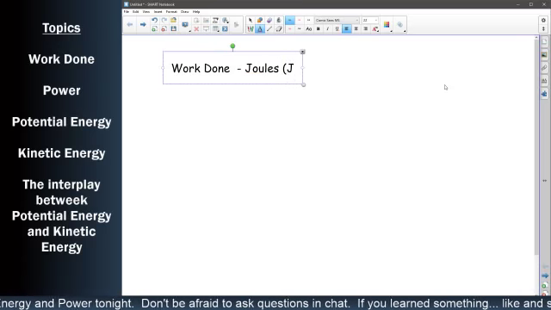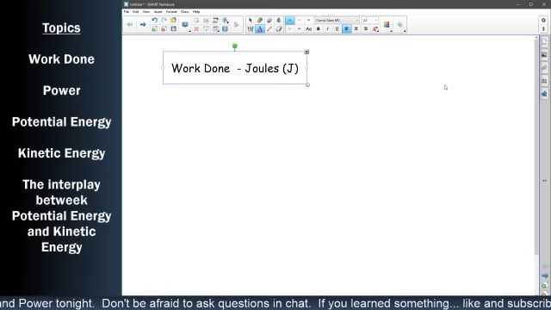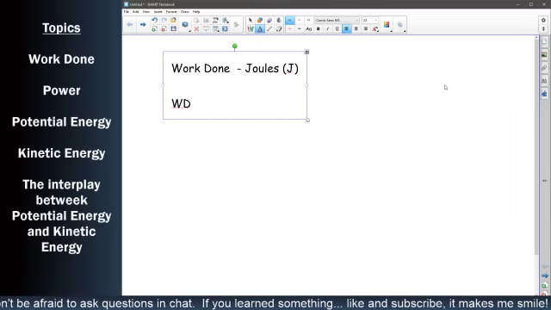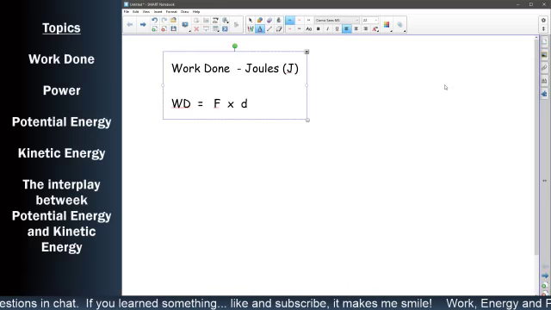Capital J for that, and it has a very specific description: work done is equal to the size of the force multiplied by the distance an object moves. And that is a mathematical description of it. That is an equation we absolutely need.